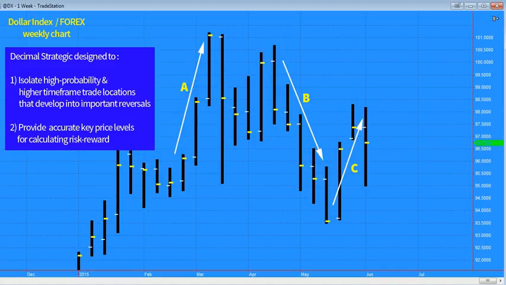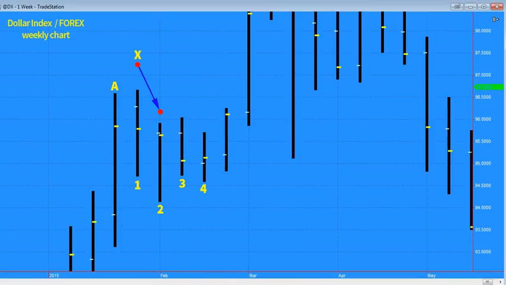Decimal Strategic is designed to do two things extremely well. One, to isolate high probability and higher time frame trade locations that develop into tipping points for important reversals in a daily time frame, and two, to provide a protocol for calculating risk reward accurately. Decimal is composed of a handful of unconventional technical models that work interactively to generate contextual information. I've been working on this project in various forms for almost 40 years. The algorithms are proprietary and protected. You won't find them anywhere in public domain.